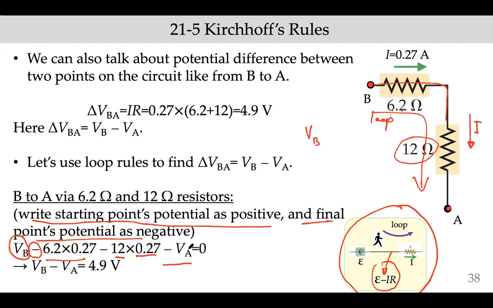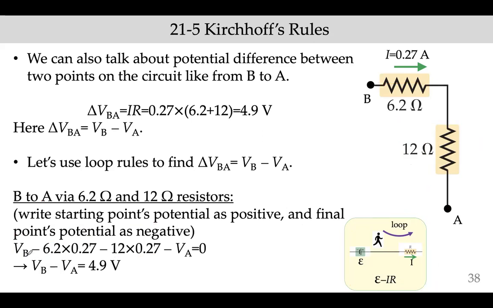So now if you think about VB minus VA, take these two numbers to the other side as positive. If you do the calculation, you will find it's 4.9 volts. So VB minus VA, we can also write it as delta V, B minus A, which is the same number as we found here.